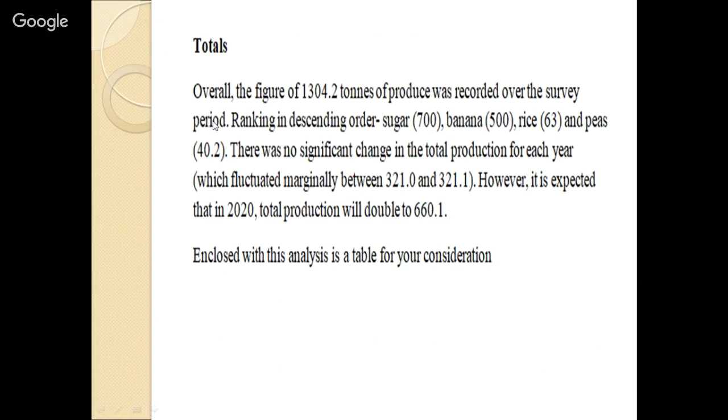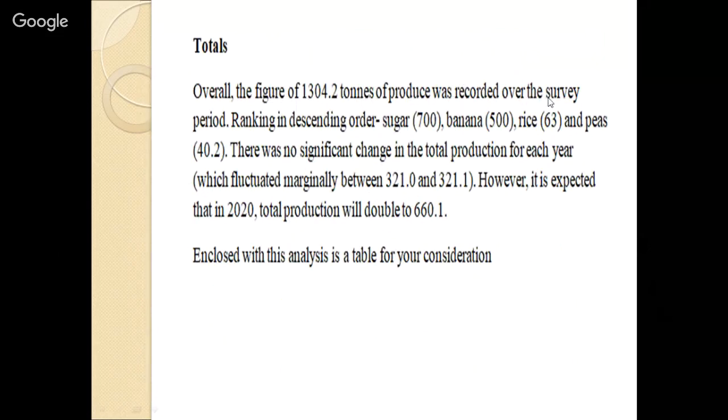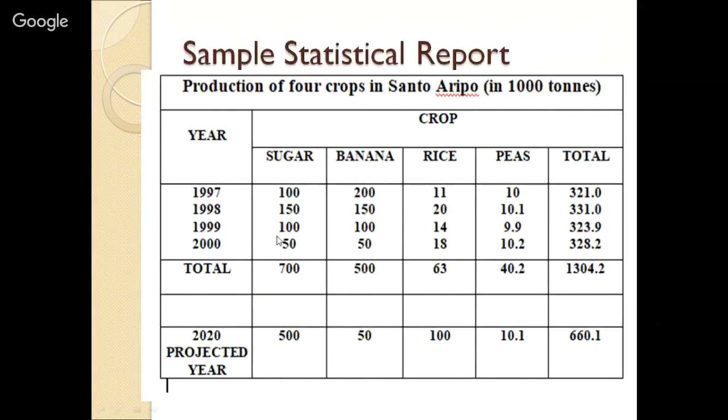All right, and going back again, so this tells us the amount of tons of produce that was recorded. Ranking in descending order, right? From highest to lowest, we have sugar, banana, rice, peas. And once again, these figures are from the horizontal. So 700, 500, these figures are from here.